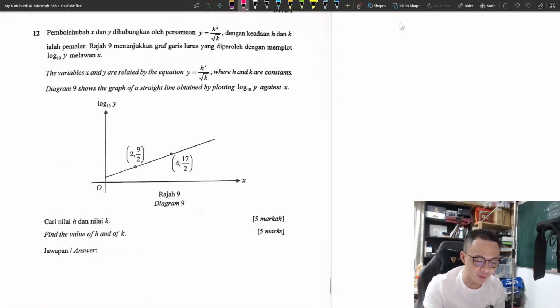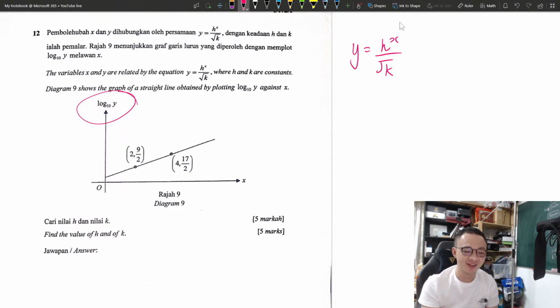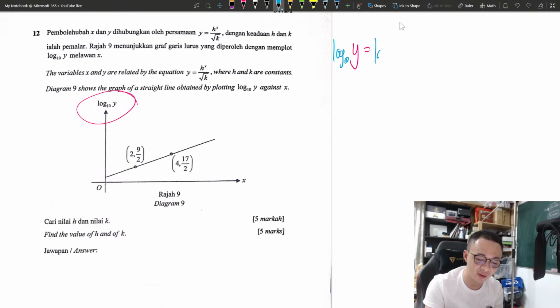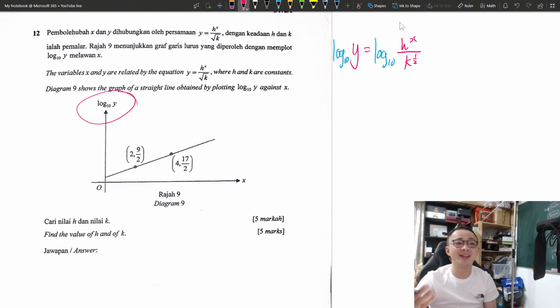Right, so this is what we will do. So this is y equals hx over square root k. Over here, they already give us a very important tip. The y must have log 10. Your y here doesn't have log 10, isn't it? So you should know the first idea is to add log 10 to both sides. Here I will add log 10 also. So it is hx over square root k. Square root k, in the indices world, we know is k power 1 over 2.